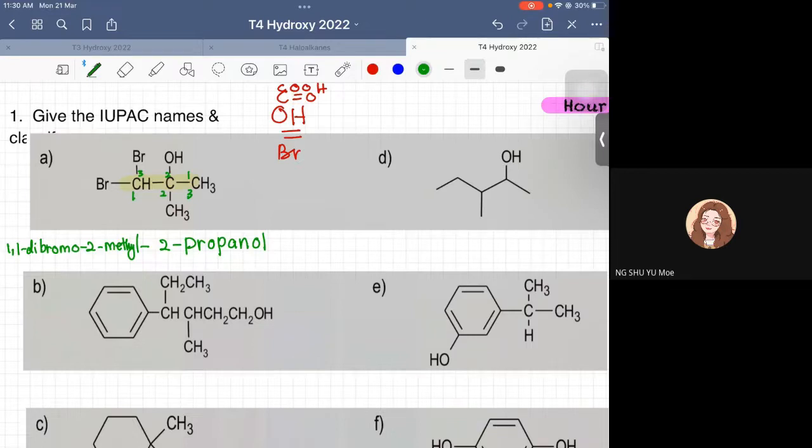Okay, in terms of classification, kita tengok OH bonded to the alpha carbon. What is the class of this alpha carbon? The alpha carbon is bonded to 3 carbon, 1, 2, 3. So alpha carbon is tertiary carbon. Therefore, the alcohol is tertiary alcohol.